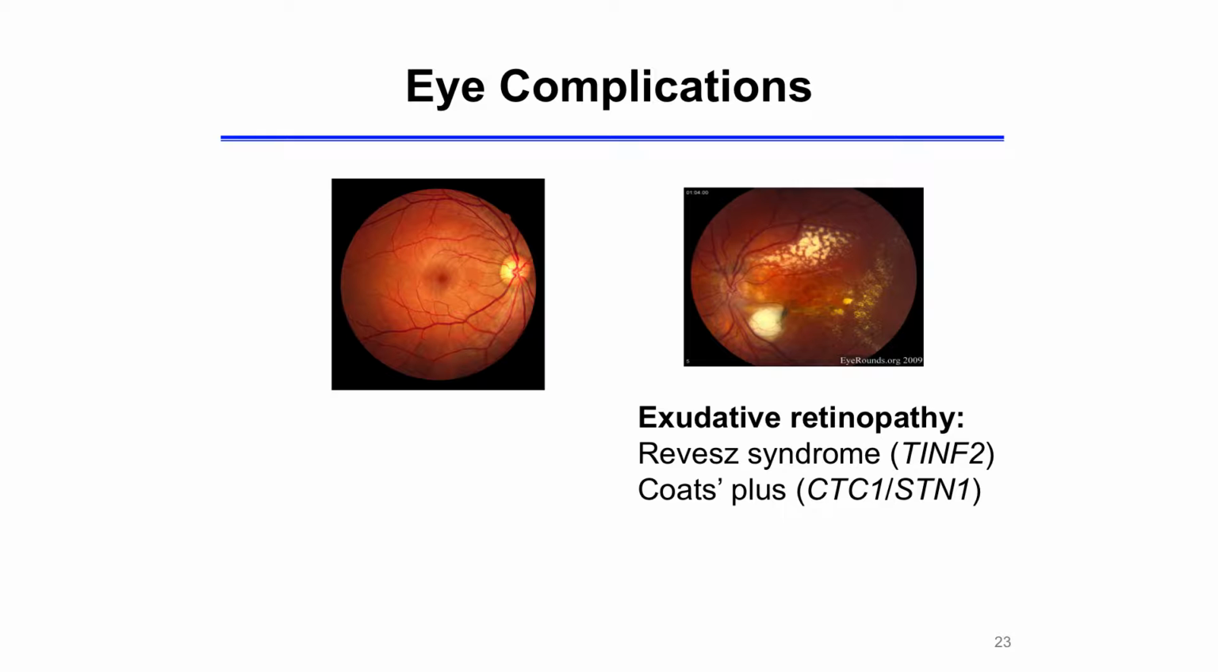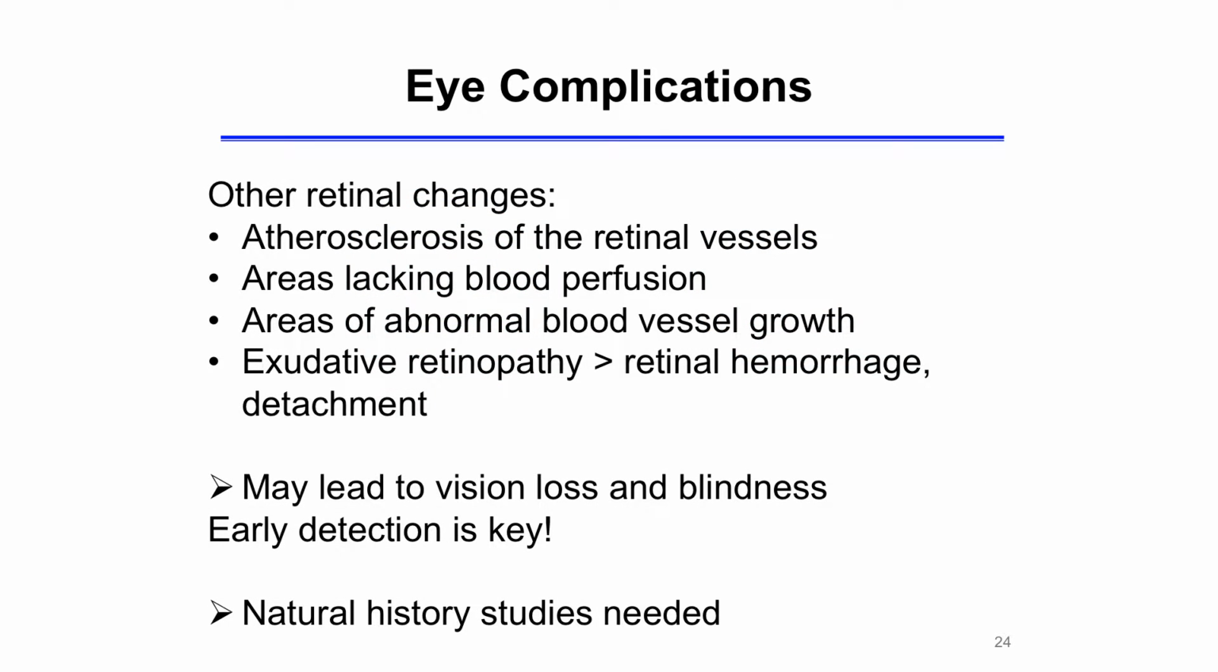This is not the only problem that can occur in the retina. So other problems, you can get basically an atherosclerosis of the retinal vessels. You can get areas of the retina that don't have perfusion. The blood supply isn't getting to those areas. You can have areas where the blood supply is now abnormal. You've got abnormal vessel growth. If you have too little or you have too much, both of those things could be bad with respect to the blood vessels in the retina.